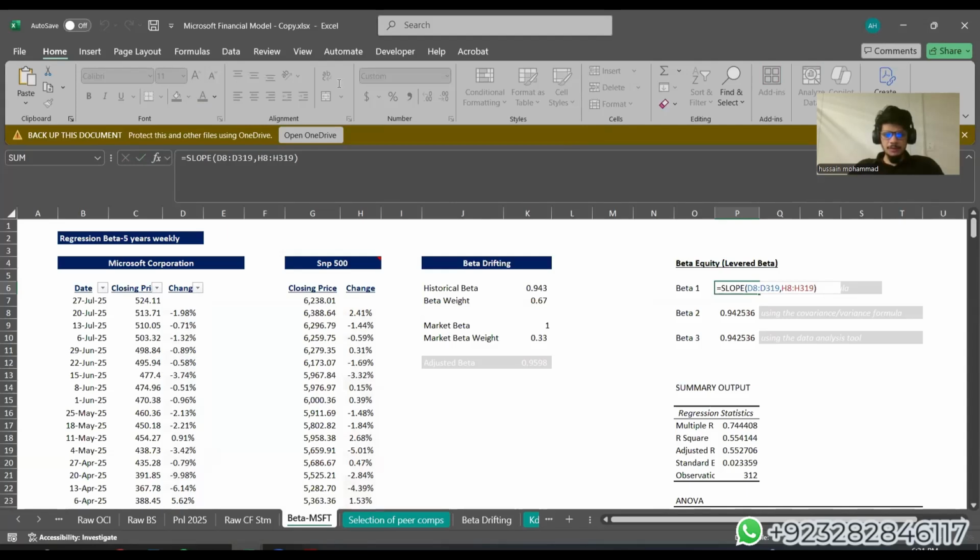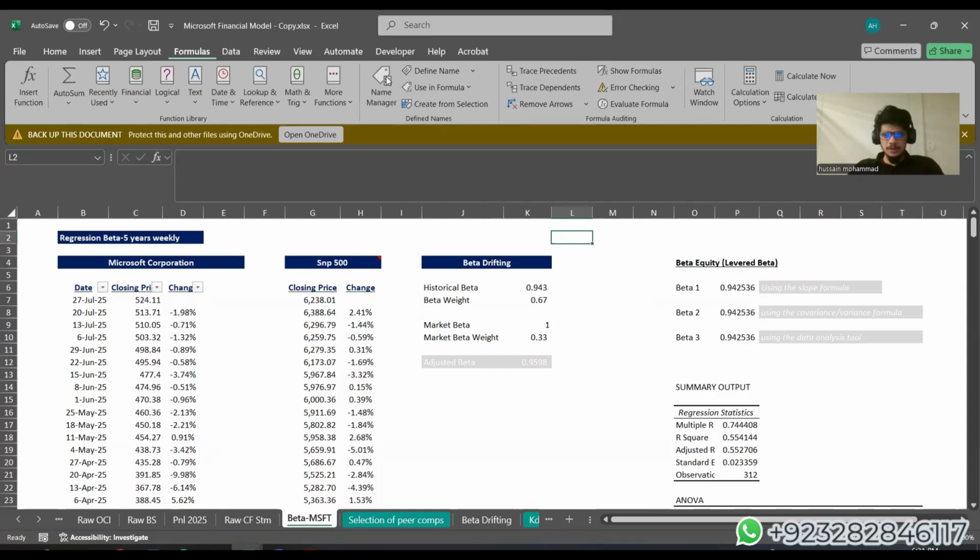Again, we have to make it automatic because there are so many data tables now in the sheet. Make it partial.